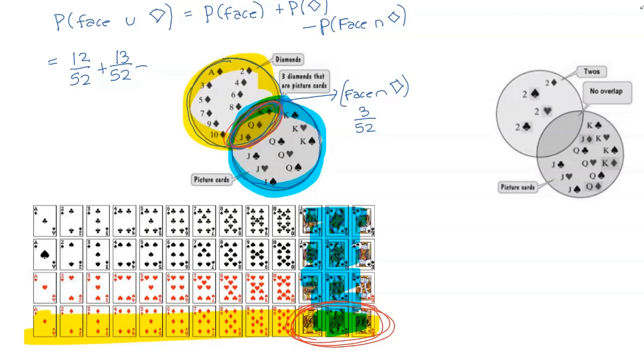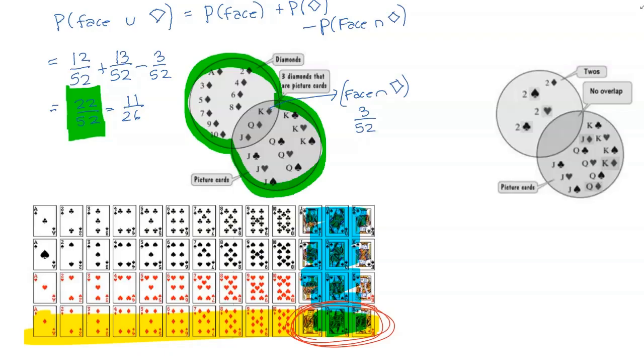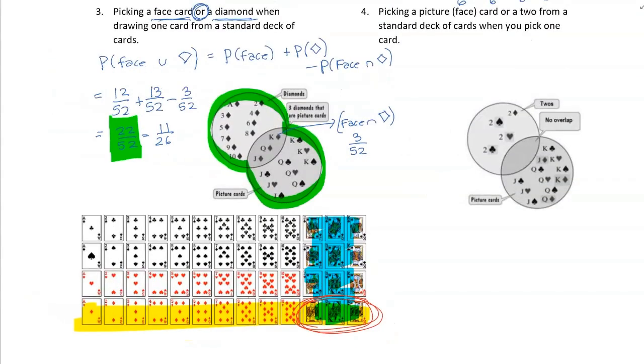So this will be minus 3/52. This will equal 22/52, and we could simplify that to be 11/26. Now, if you're really curious, you can go back to this Venn diagram, count up everything that is contained within these 2 circles, including the intersection. You will find that this number is equal to 22, which is where we get the 22/52 for our probability. All right, let's look at this next one.